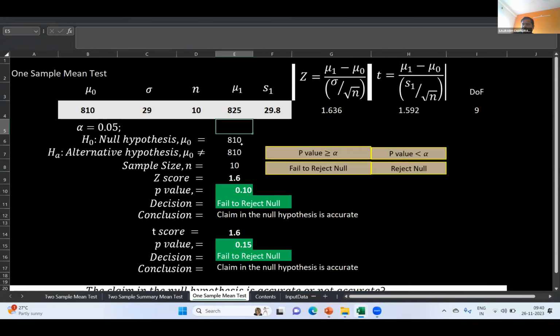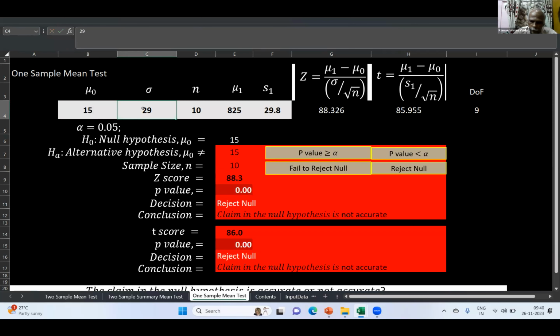Here, the fat content usually is 15%, you say, right? I'll make it as 15. And then sigma, the standard deviation, is say 2.6. That means we know about the population data. Yes or no? Yes. We know about the population data. We can use the z-test.